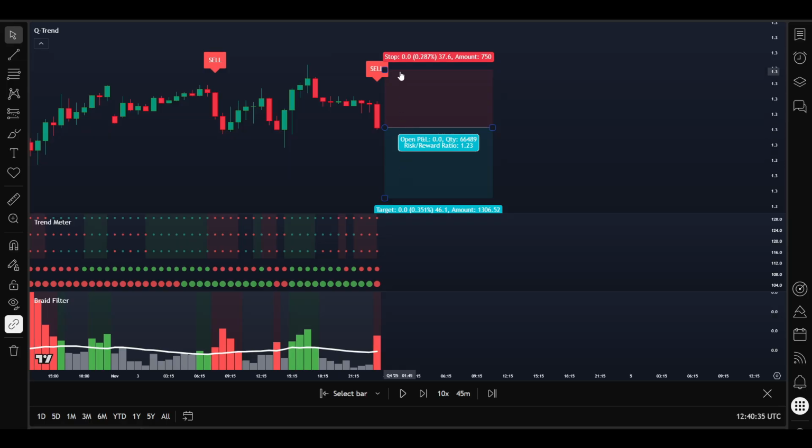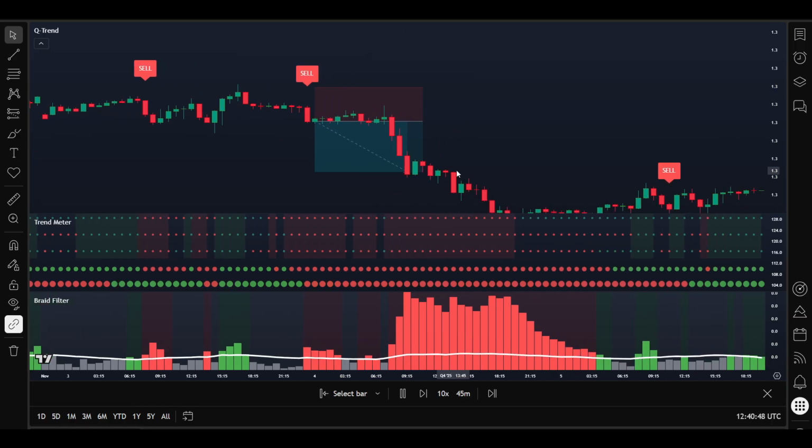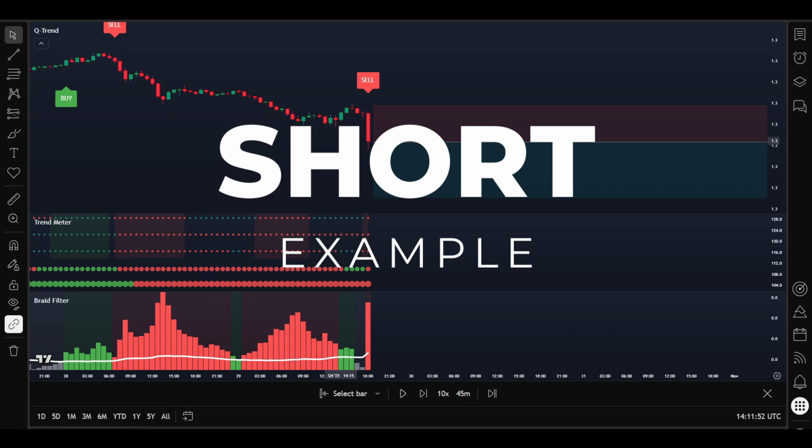When all three align at the close, sell the next open, park the stop above the bounce swing high, and target 1.5 R. Any hesitation on participation or a mixed meter means no trade. Protect the playbook. Short example.